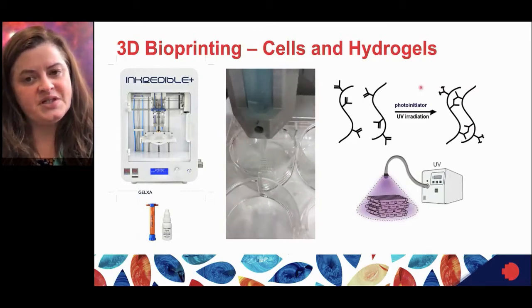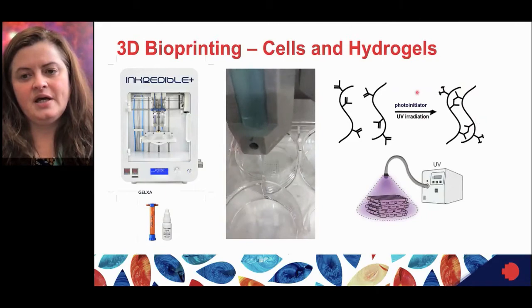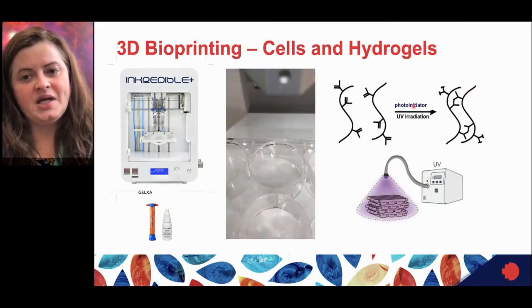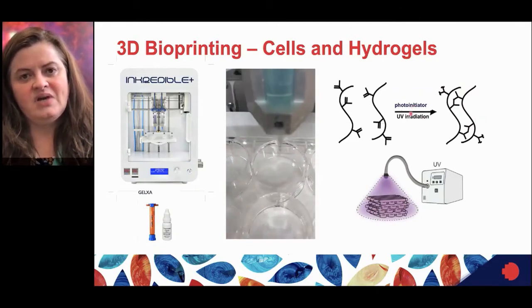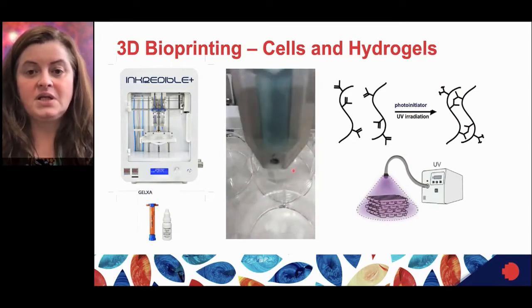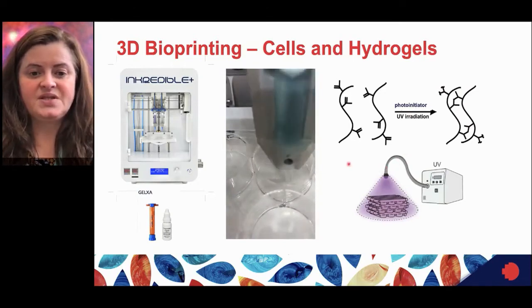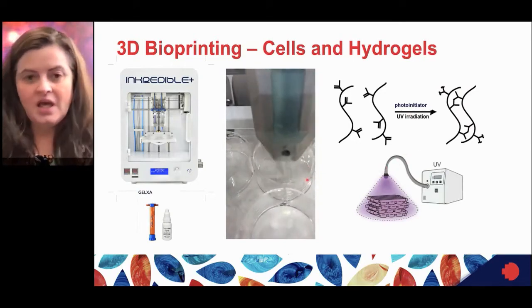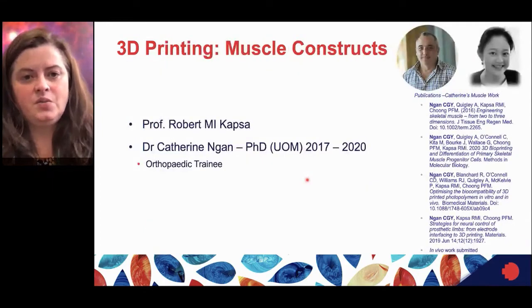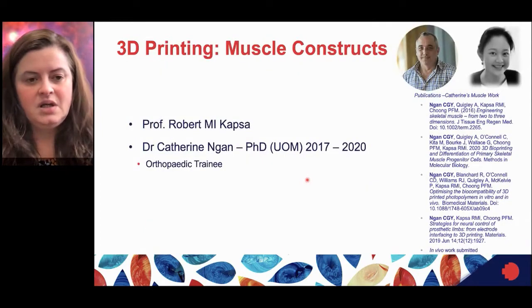Once that's printed, we use what we call a photoinitiator that, when exposed to a certain wavelength of light, will cross-link the gel and make it solid. So then we've got a solid structure. And we've used this technique to print muscle constructs.